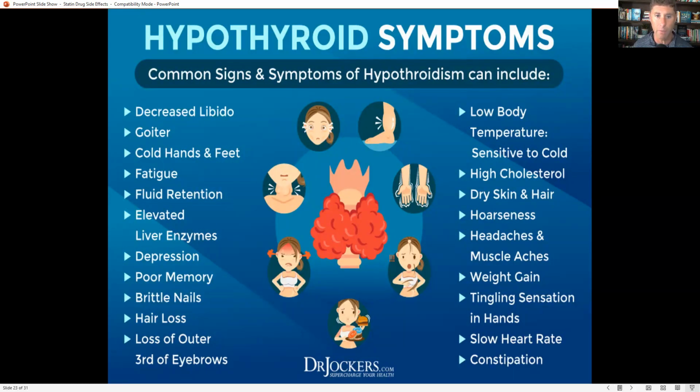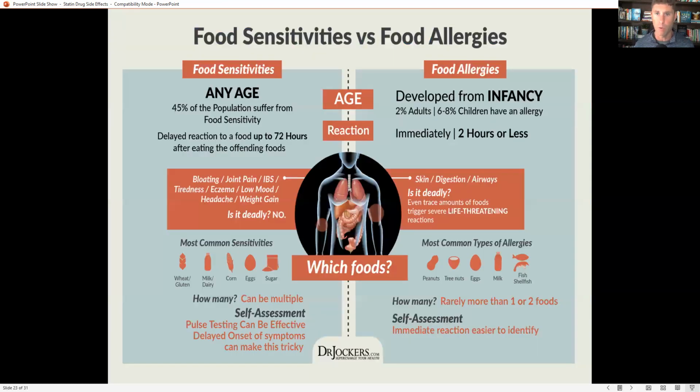That's really common with hypothyroidism. Decreased libido, very common. Depression, poor memory, because thyroid hormone helps activate the mitochondria in all the cells. So lower body temperature is another common one. Constipation. So these are big things that I'm looking at to see if somebody has hypothyroidism. Of course, we're looking at labs as well to see what's happening with thyroid hormone metabolism.